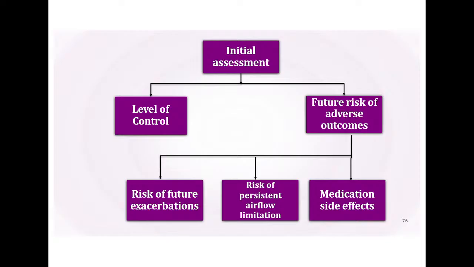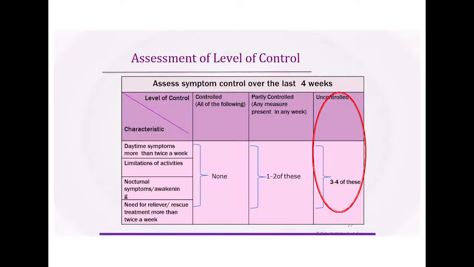So for initial assessment we have to look for the level of control, then we have to look for future risk of adverse outcomes. In this we have to look for risk of future exacerbation, risk of persistent airflow limitation and medication side effects. If we see the level of control in the case of Sanjana, almost all symptoms are there, so her symptoms are uncontrolled. She is already on low dose inhaled corticosteroid with SOS salbutamol MDI, but her symptoms are absolutely uncontrolled.